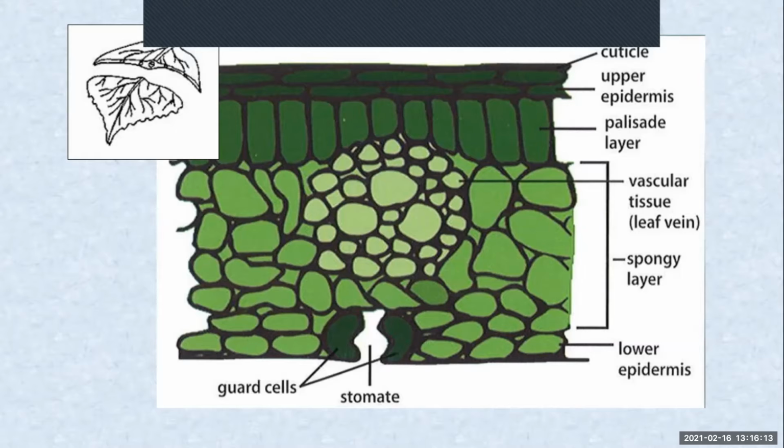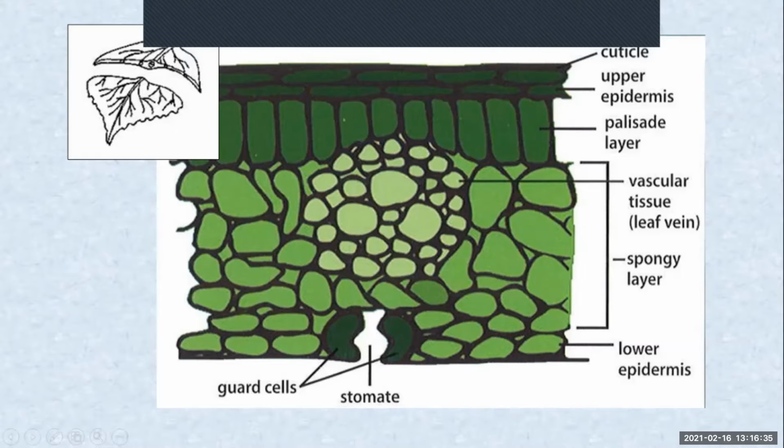And then as we come down, this is called the palisade layer. Palisade, I believe, means wall. And if you look at it, these cells are lined up nice and neat. It looks like a wall that you might see around a castle or something. So that's your palisade layer of cells.